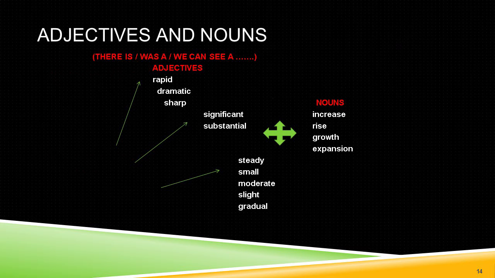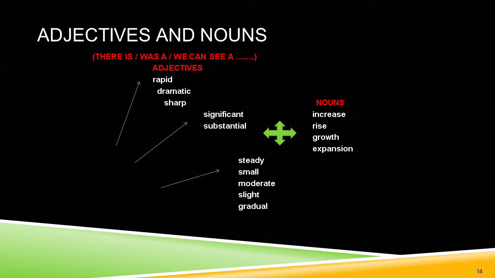Firstly, if you're using adjectives and nouns, the structure of the sentence would start with, for example, we can see a, or there was a, or there is a, plus an adjective and a noun. The choice of the adjective and noun depends on what's happening in the graph. If it's going up quickly, you could say, there is a rapid or dramatic or sharp, and then a noun such as rise or growth or expansion.